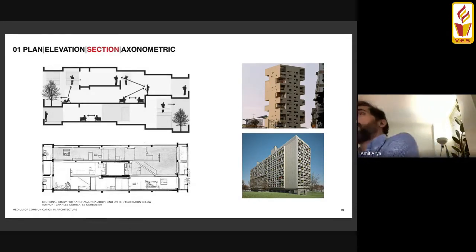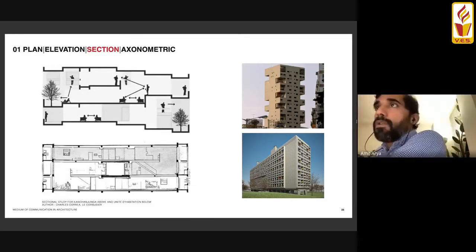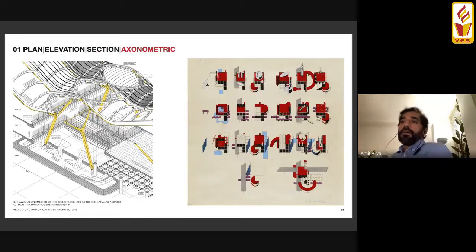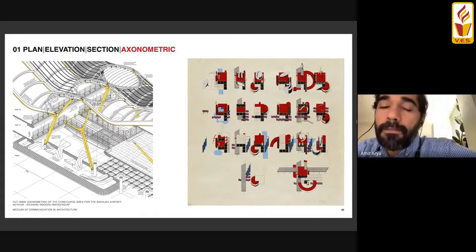So moving on from the idea of sections as an important part of the toolkit, we come to the idea of the axonometric. Next slide, please. And these are two examples of axonometrics depicting design ideas at completely different stages of the project. So on the left is a drawing by Richard Rogers Partnership for the Barajas Airport in Spain.